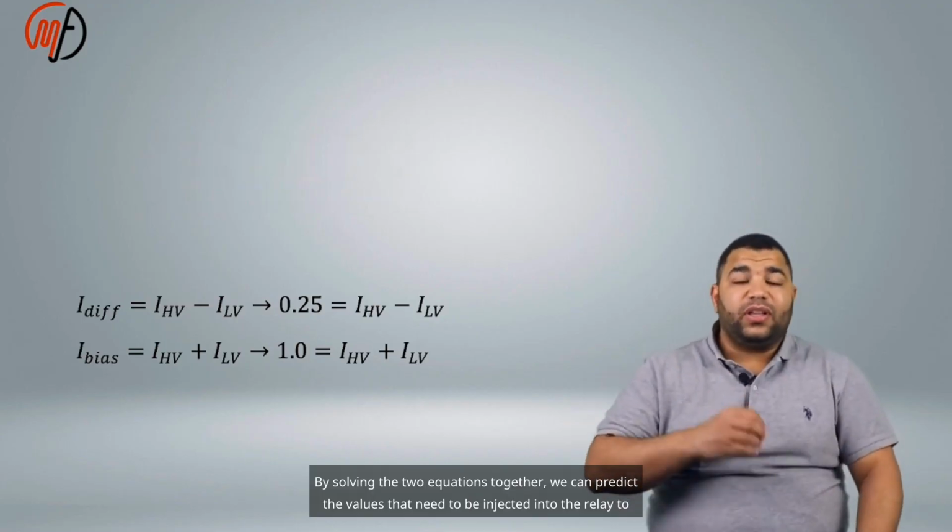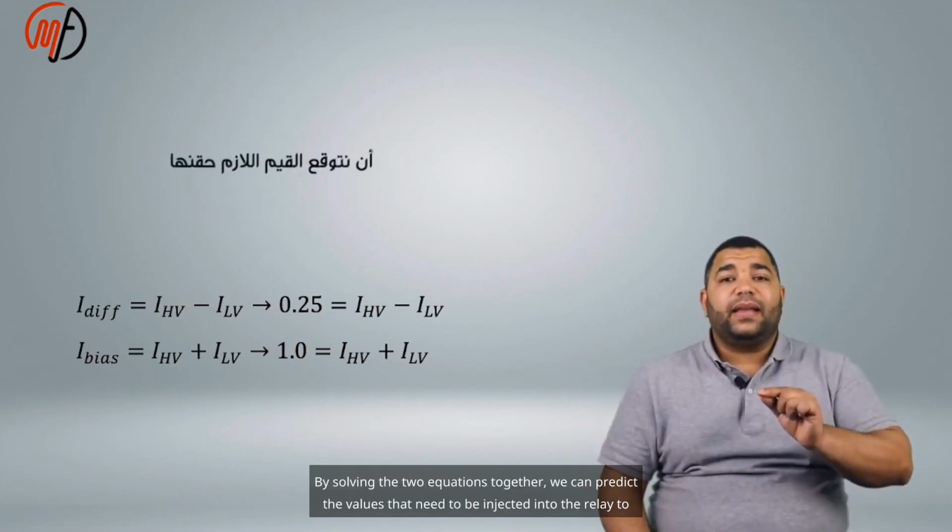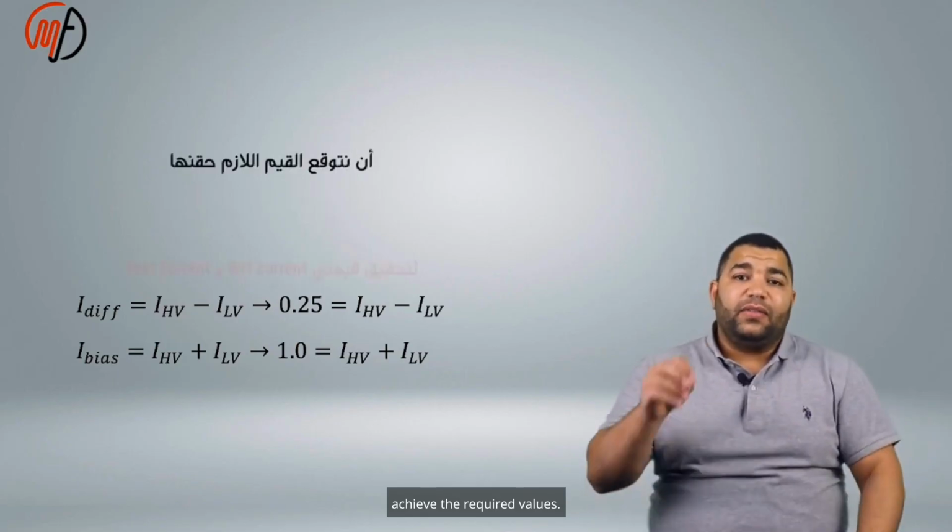By solving the two equations together, we can predict the values that need to be injected into the relay to achieve the required values.